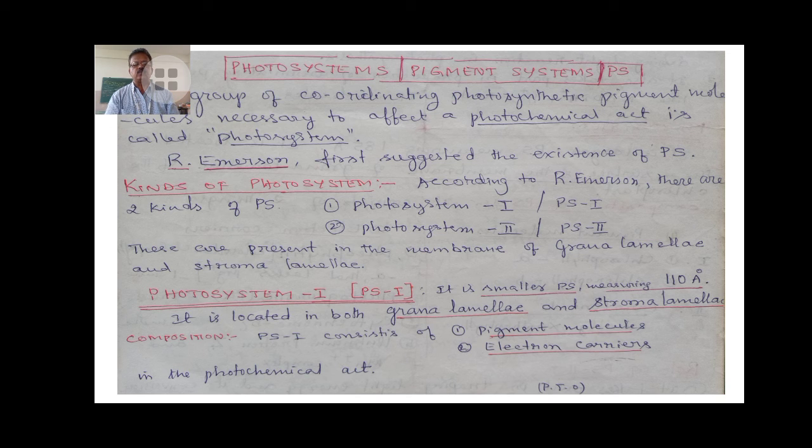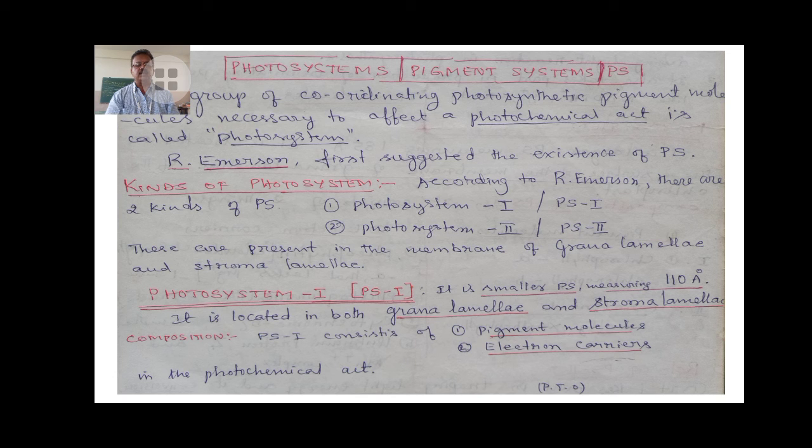Okay. So, actually, what is photosystem? Photosystem is a group of coordinating photosynthetic pigment molecules necessary to effect the photochemical act. Okay, it will be asked for 1 mark. What is photosystem? A group of coordinating photosynthetic pigment molecules necessary to effect the photochemical act is called photosystem.